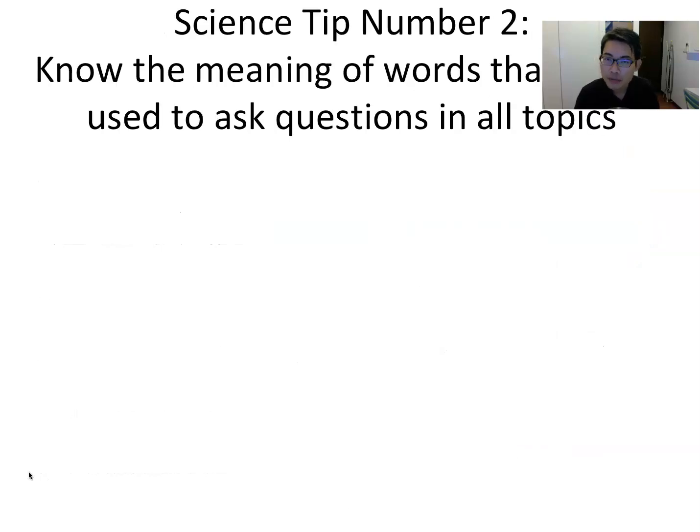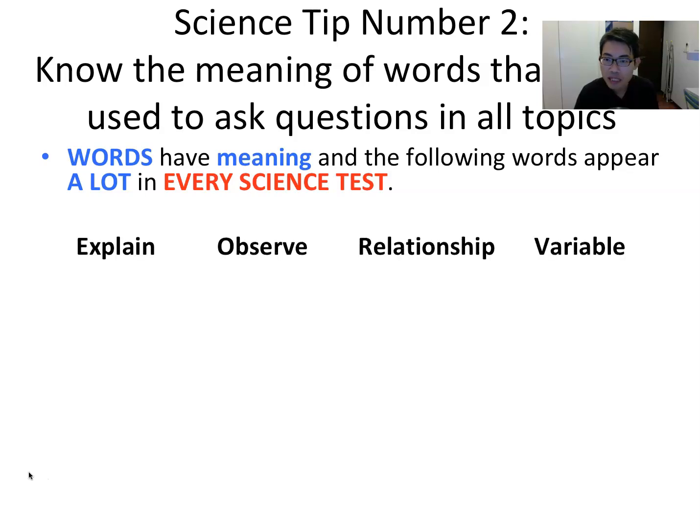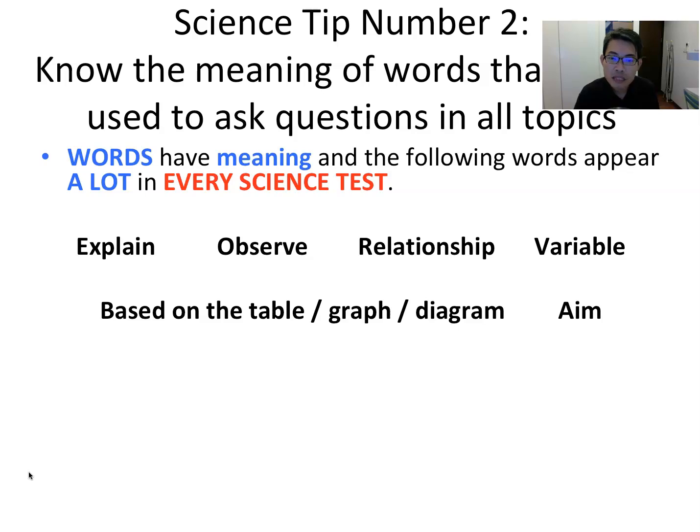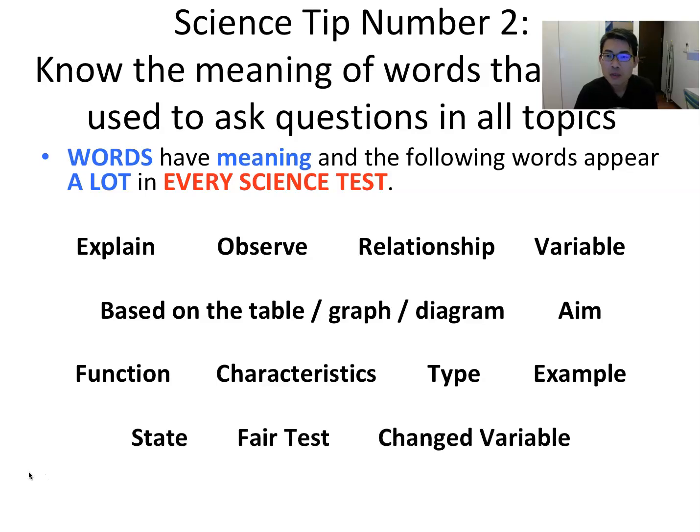The second tip, which I have always mentioned, is about knowing the meaning of words. You must know that words can be used to ask questions in all topics. And these words, such as the ones I list below, are really, really important, because words have meaning. For example: explain, observe, relationship, variable. For example, based on the table, based on the graph, based on the diagram, or the aim of the experiment, or words such as function of an object, the characteristics of a living thing, the type of material, give an example, state an example, what is a fair test, what are changed variables.